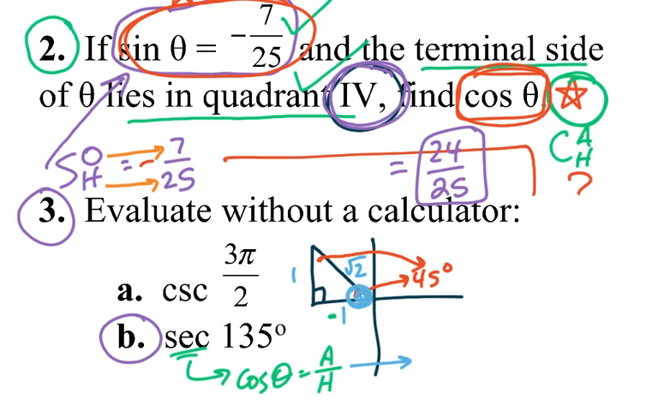All right, in our triangle here, remember we used the reference angle as our theta. So the adjacent would be the negative 1. Hypotenuse would be root 2. To find the secant, why don't we flip it? And I get root 2 over negative 1, which is just negative root 2. And that's the answer for 3b.